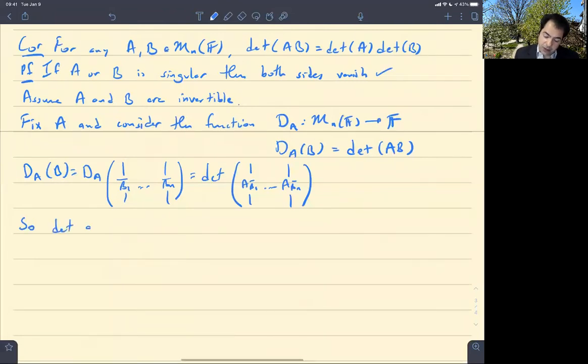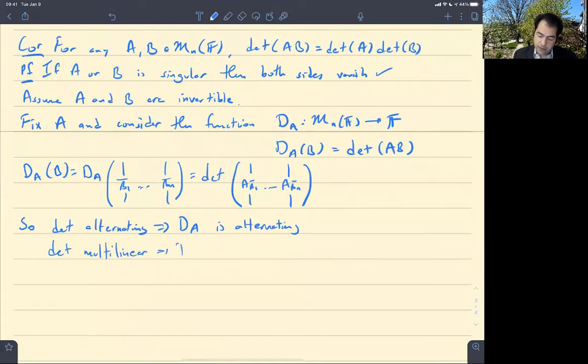Okay, so the fact that the determinant is alternating implies that D sub A is alternating. Right? If two columns here coincide, then two columns over here are going to coincide. So this function would vanish, and hence this function would vanish. Similarly, the fact that the determinant is multilinear implies that D sub A is multilinear.